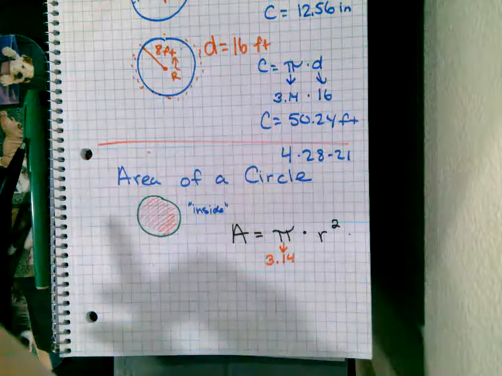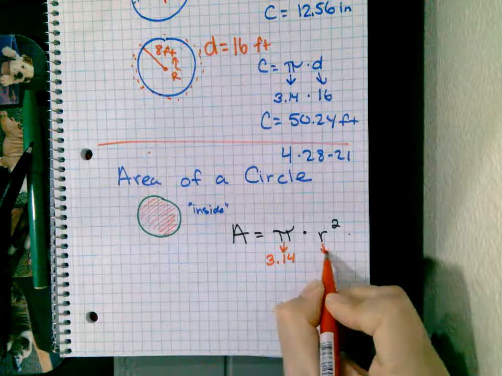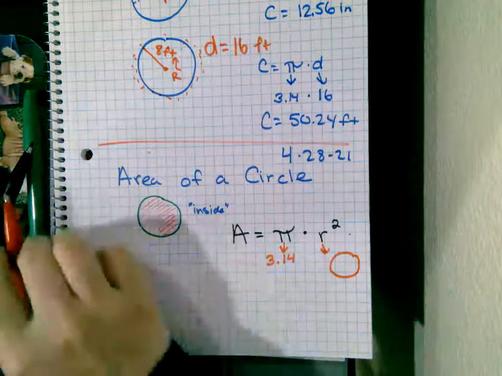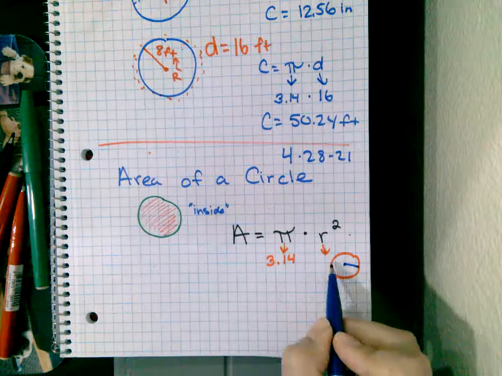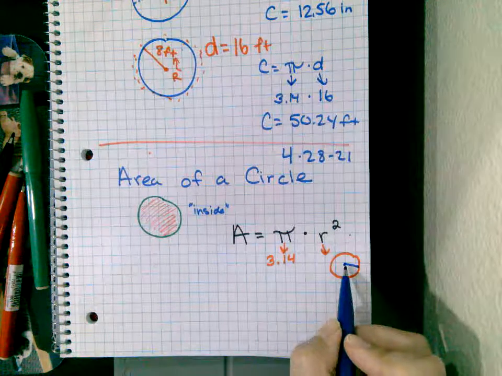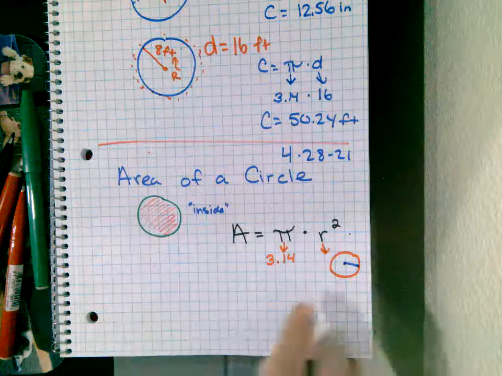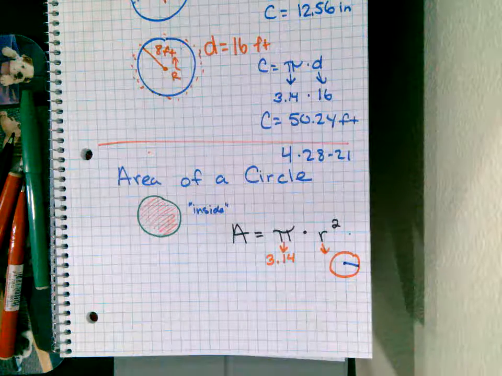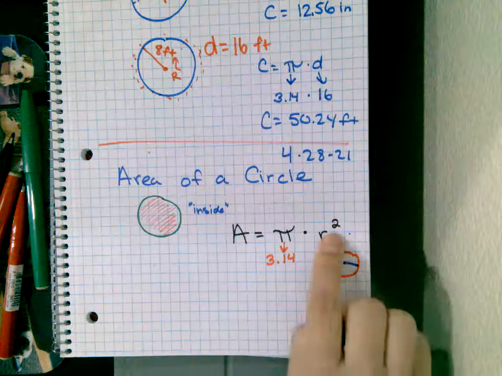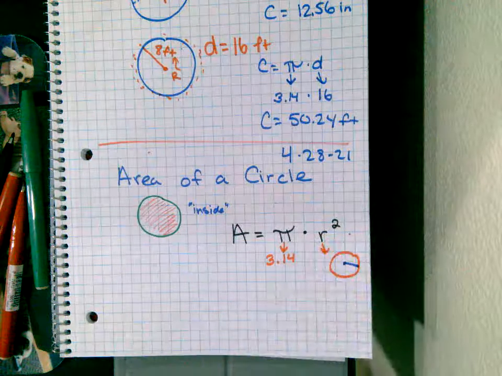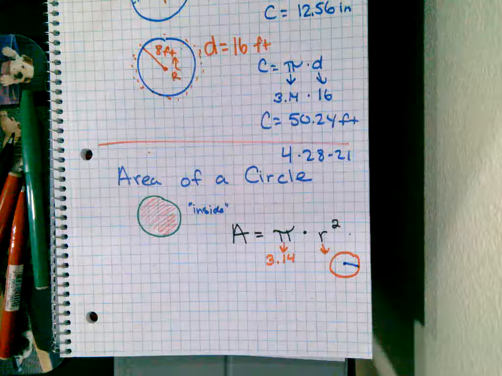So the radius part is when you have a circle and it's from the center out. Notice it doesn't go all the way through. Radius is when it's just from the center out. But we have a square to it. Now, we have to remind ourselves, what does this little 2 mean? Well, this little 2 means it's called a square.